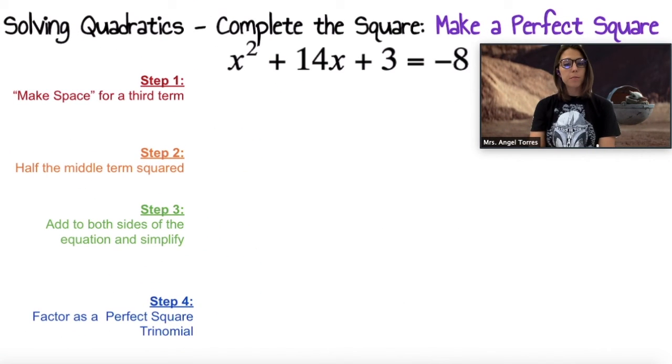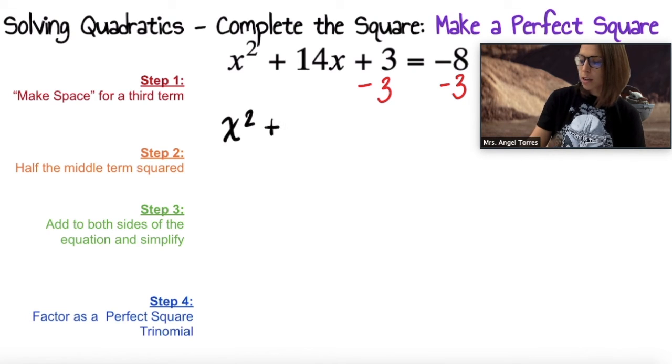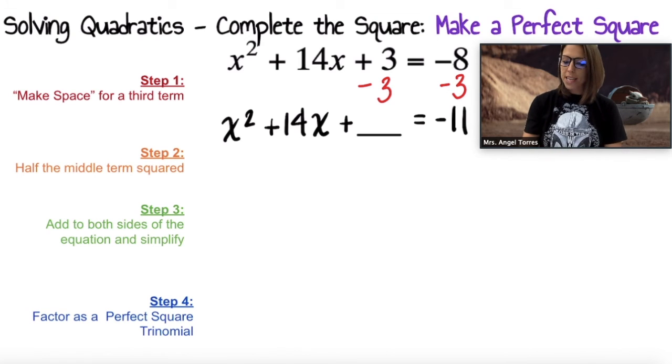Final example of complete the square. So we can tell this isn't a perfect square trinomial because 3 is not a perfect square. We also notice that it's not set equal to 0, but that's okay in this case. Don't worry about that. Step 1 is to make space for a new third term, which means get that 3 out of there and subtract it from both sides. So our new function here is going to be x squared plus 14x, leave space for a brand new term, equals negative 11. What is that term going to be?